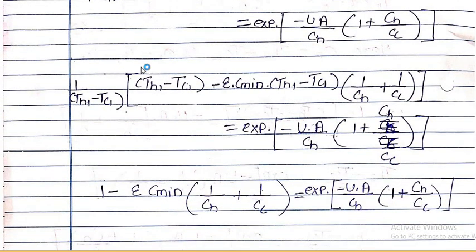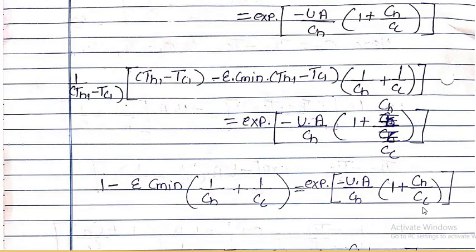Now, on the left side we can take Th1 - Tc1 common from these two terms, and it will vanish, as the denominator of the term is Th1 - Tc1. So they cancel. The equation becomes 1 - ε Cmin (1/Ch + 1/Cc) equal to exponential of -UA/Ch (1 + Ch/Cc).